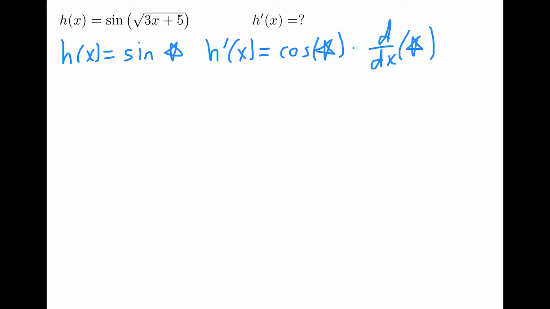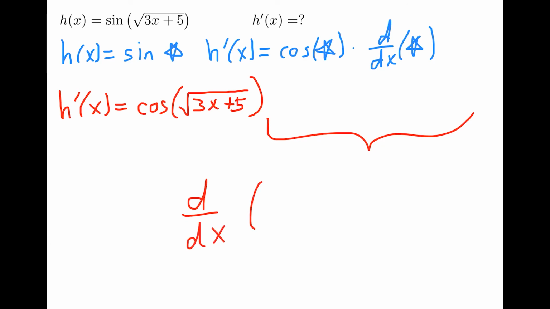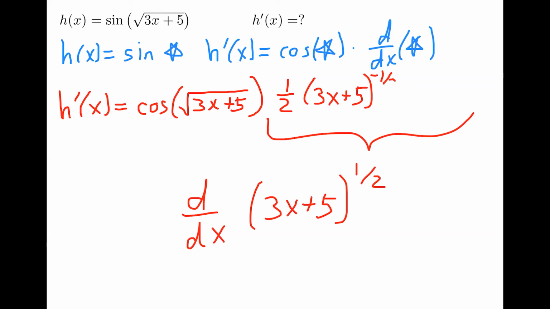So in this case, what that means is that h prime is going to be equal to cosine of the square root of 3x plus 5, and then we have to multiply by the derivative of square root of 3x plus 5. So I'm going to just point out that this thing underneath is going to be the derivative of 3x plus 5 to the 1/2 power. That's what's going after this cosine. So what's that going to be? Well, it's going to be 1/2 times 3x plus 5 to the minus 1/2. And then I have to multiply by the derivative of the inside, which happens to be 3.